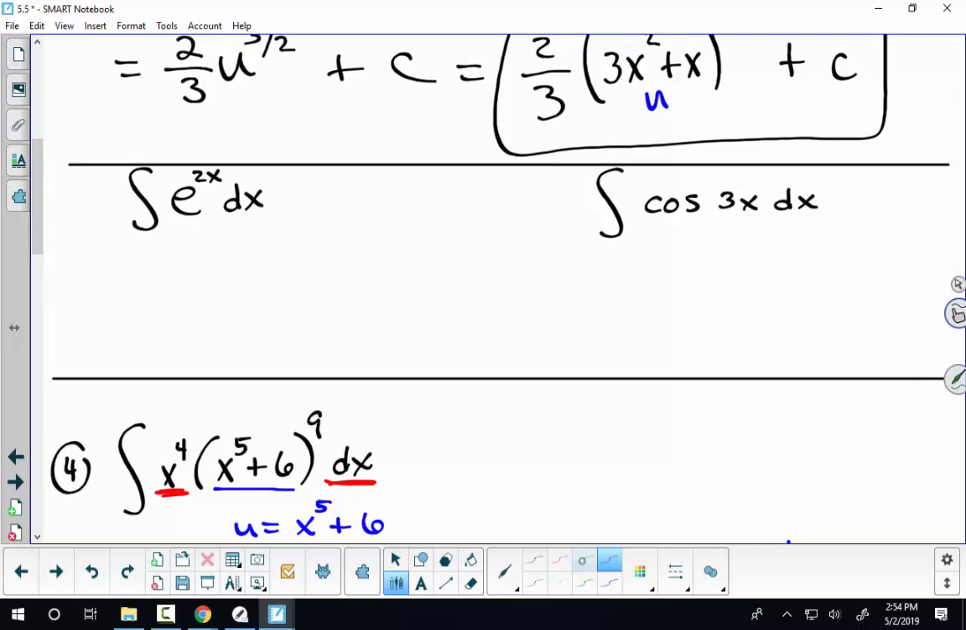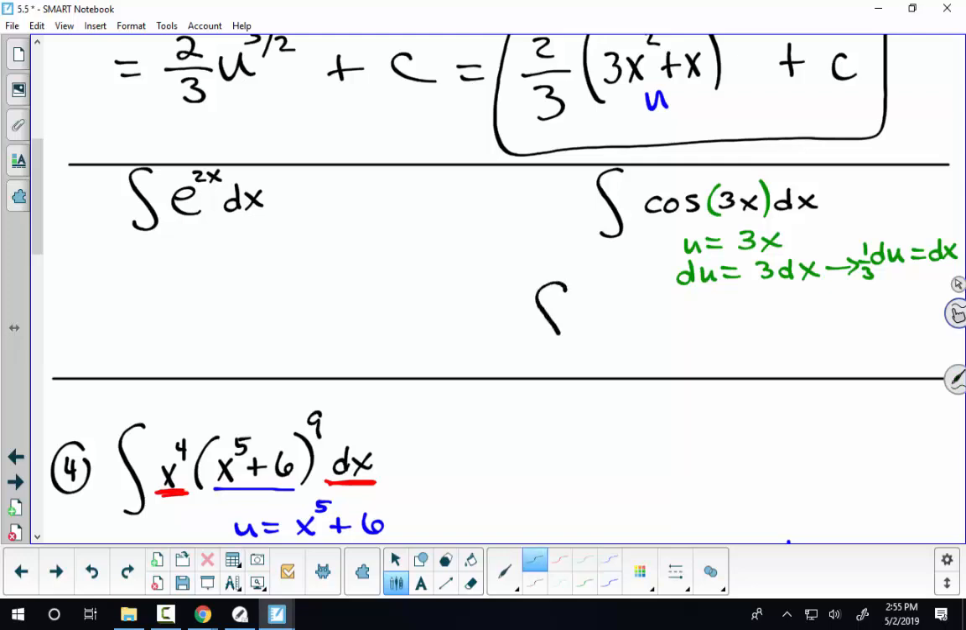So let's pretend we forgot our table. Maybe we forgot to put it on the note card, whatever. You have to remember one or the other, the formula itself from the sheet or u substitution. So here, if I let u equal 3x, du is 3 dx. But again, I'm looking at that function cosine 3x dx. It doesn't have a 3 involved. So let me divide both sides by 3. So 1/3 times du is dx.